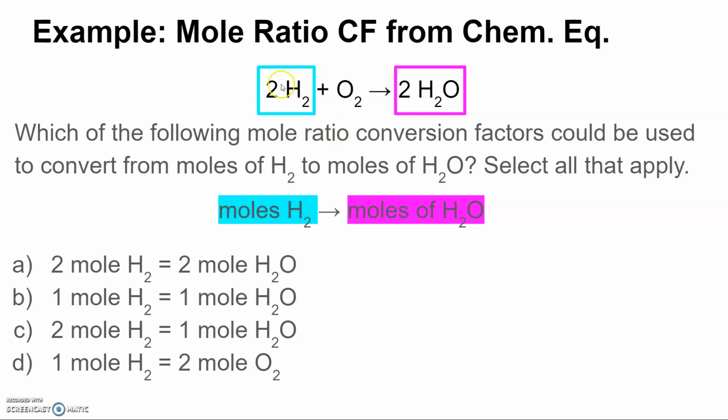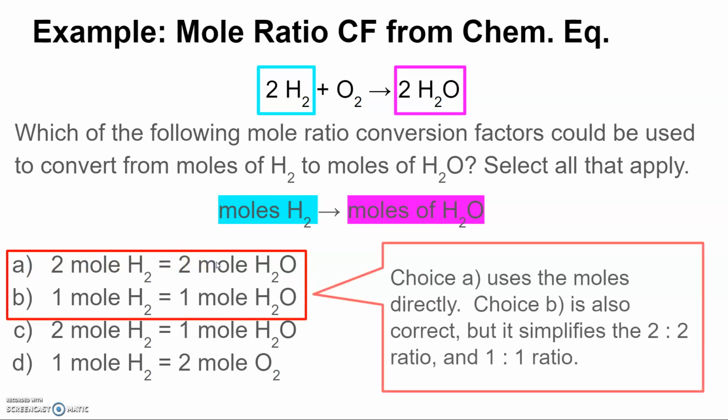mole ratio. So here I see I have 2 moles of H2, and that's going to be set equal to 2 moles of H2O. So choice A would work. 2 moles of H2 is equal to 2 moles of H2O. But also choice B works as well.